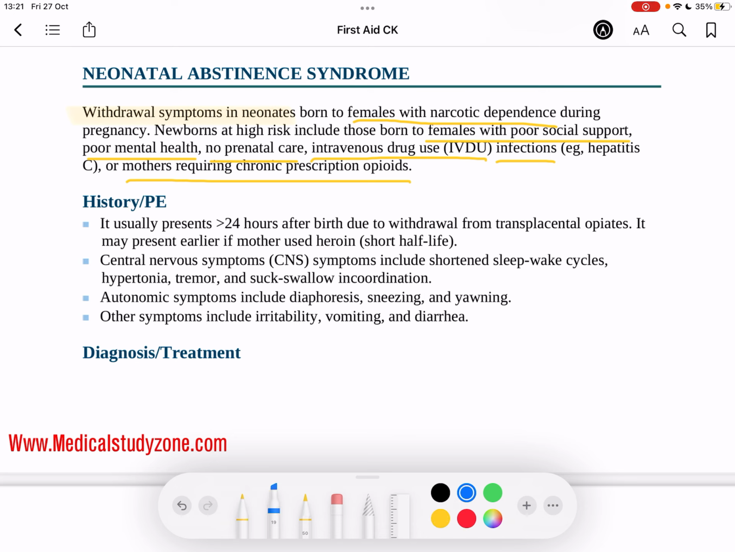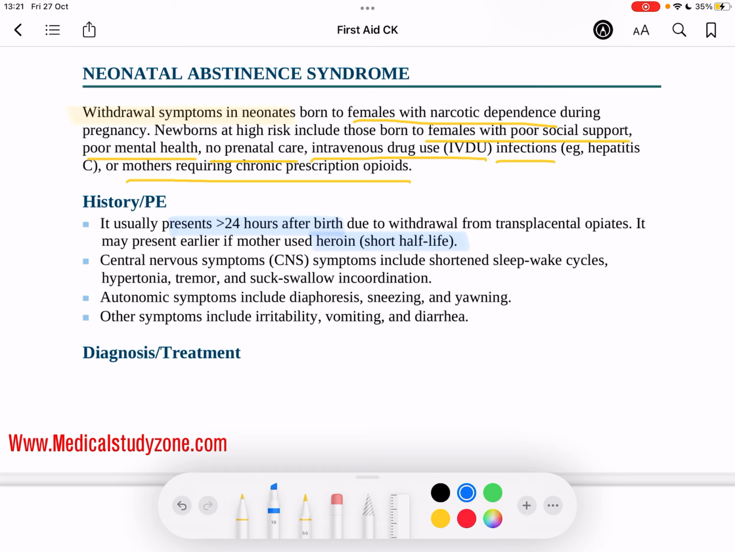In terms of your history and physical examination, it usually presents more than 24 hours after birth. That's essentially when the maternal transplacental opioids have then exited the bloodstream of the fetus, or of the baby. It may present earlier, especially if the mother was using heroin. That's because the heroin specifically has a very short half-life, so the baby's going to start to get withdrawal symptoms way earlier.